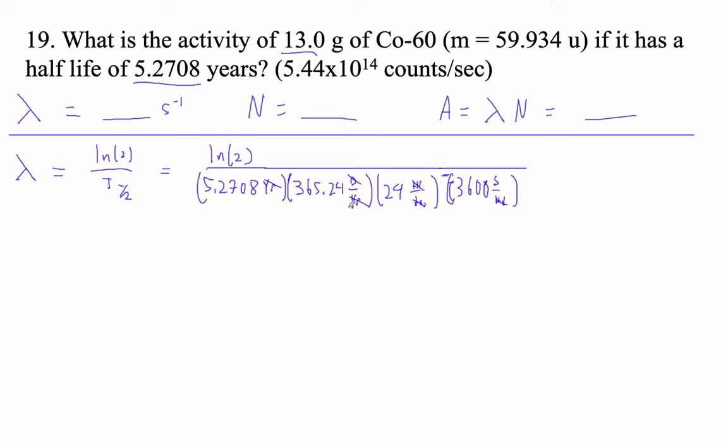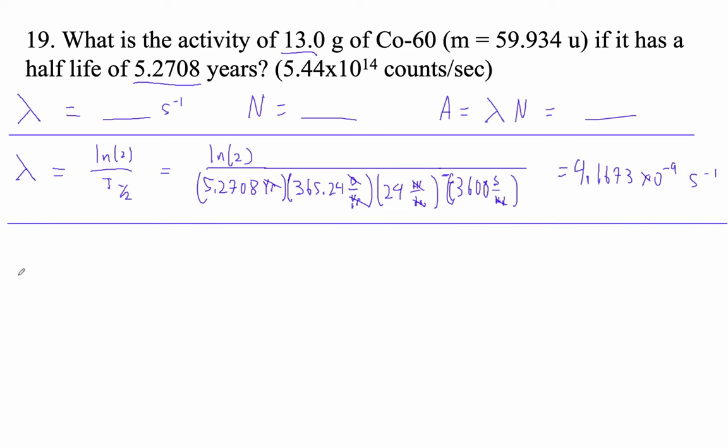All right, and I'm getting that is 4.1673 times 10 to the minus ninth per second. That's a vanishingly small probability, 4 parts in a billion that it's going to decay. So then our next thing is to figure out the number of atoms. That's going to be Avogadro's number times the number of moles. Avogadro's number is 6.02 times 10 to the 23rd atoms per mole.